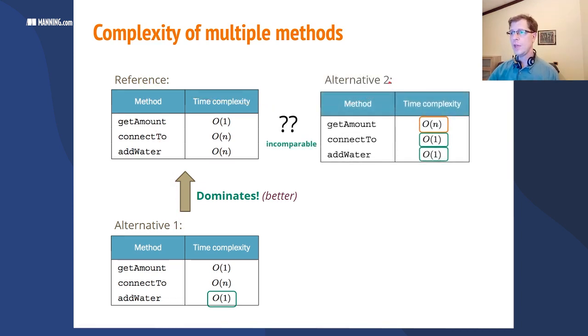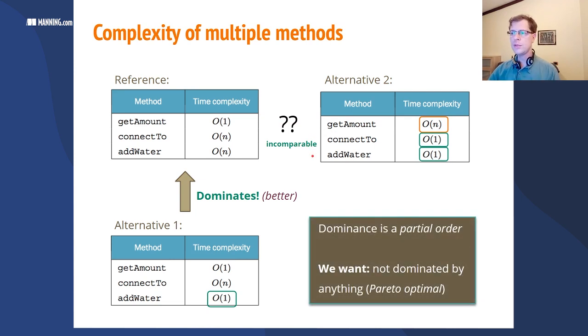Now imagine we have alternative 2, where the getAmount method goes from constant to linear, and the other two methods go from linear to constant. None of these dominates the other, because each alternative between these two improves on some method and worsens the situation on some other method, so they're incomparable.